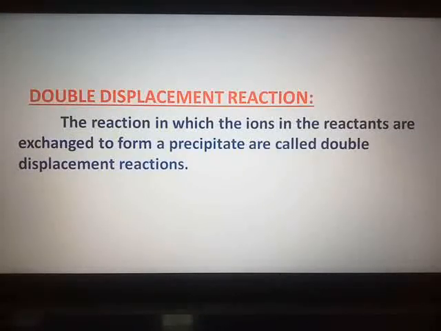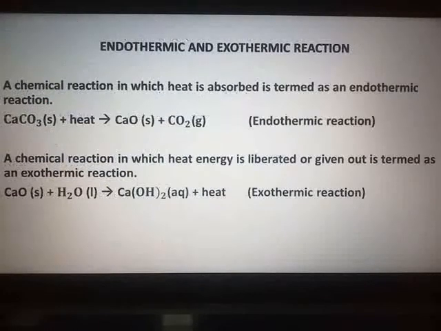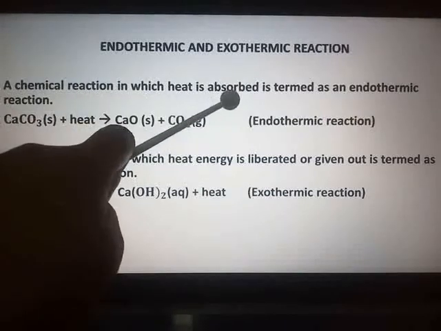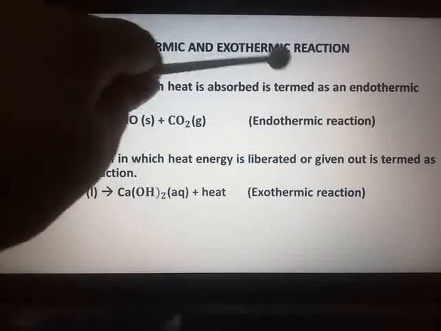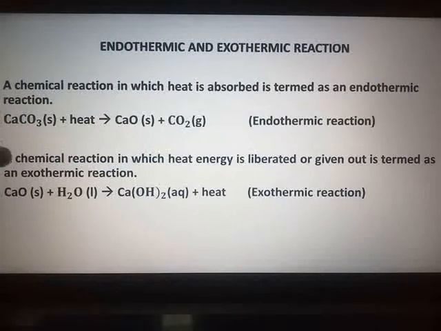After this, the two different types of small reactions we are going to study, that is endothermic and exothermic reaction. Here it is something simple. While writing the steps which are required for balancing an equation, I had told you in some cases heat has to be supplied from outside. Just now you had seen the example of calcium carbonate decomposition, which required the absorption of heat. So a chemical reaction in which heat is absorbed, heat is taken up, that reaction is called an endothermic reaction, and a chemical reaction in which heat energy is given out or liberated is called an exothermic reaction.